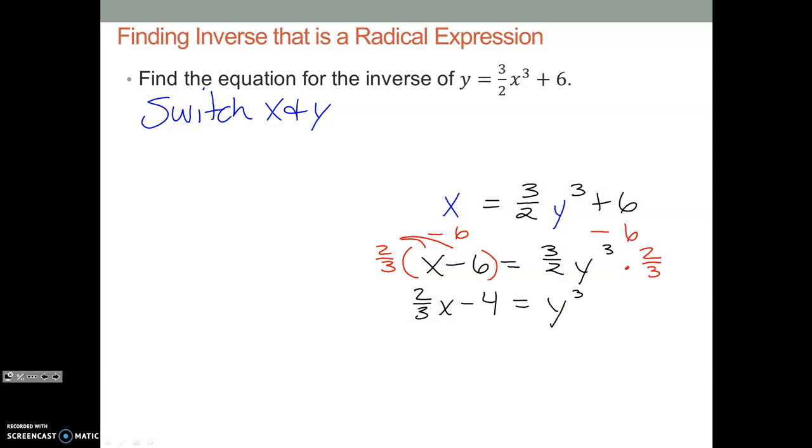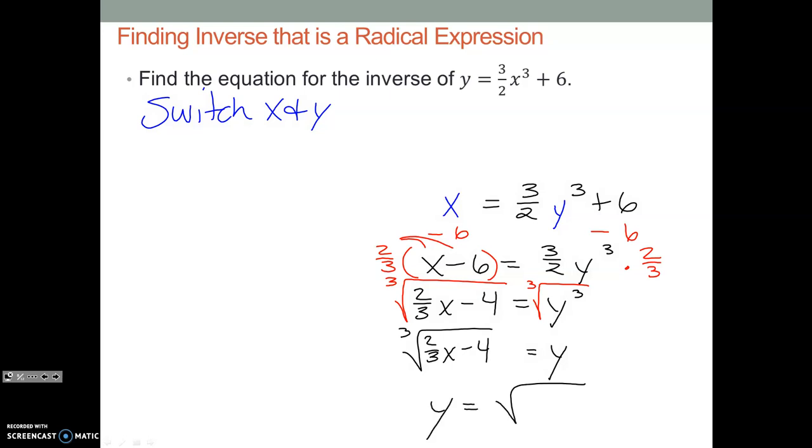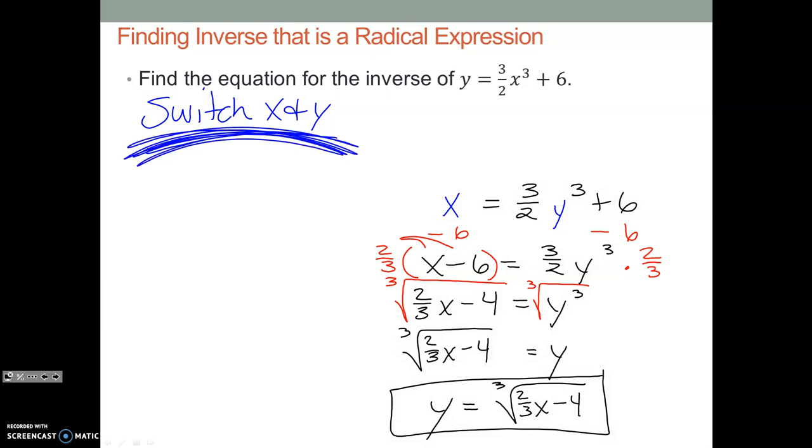And to get rid of the y cubed, we are just going to do the inverse of y cubed, which we will talk more about probably around December. The opposite of cubing a number would be to find the cube root of that number. So I end up with y equals the cube root of 2/3 x minus 4. And probably the better way to write it would be with the y in front, just because that's how we are used to seeing it. Okay, so that is how we go about finding inverse functions. We switch our x and y.